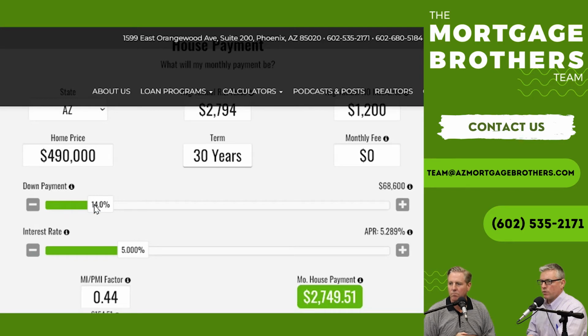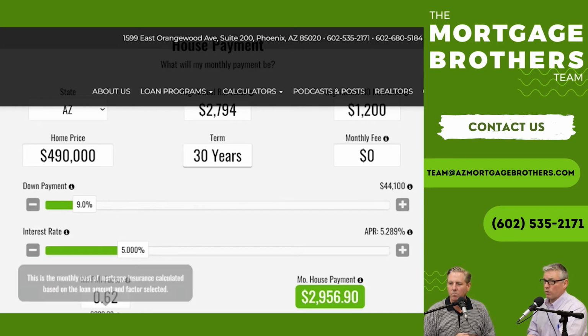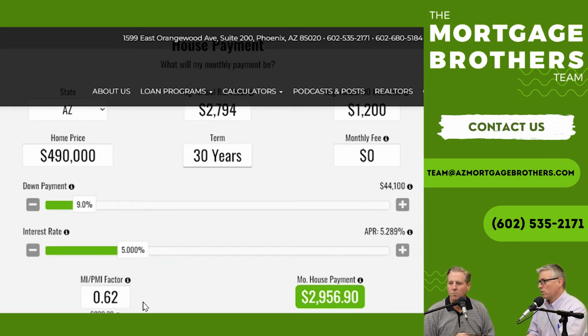Now watch how that moves. As I put less down, you're going to see the mortgage insurance factor over here increase. Now, this is a really conservative number at 0.62, but we didn't want to show you on this calculator. You can actually adjust that number if you want, but that's really a high number. Yeah, that is a high number. But if you notice, you can lower the down payment, lower the down payment, higher the home payment. And as you go further, once you go past 20%, that mortgage insurance disappears. I like it.